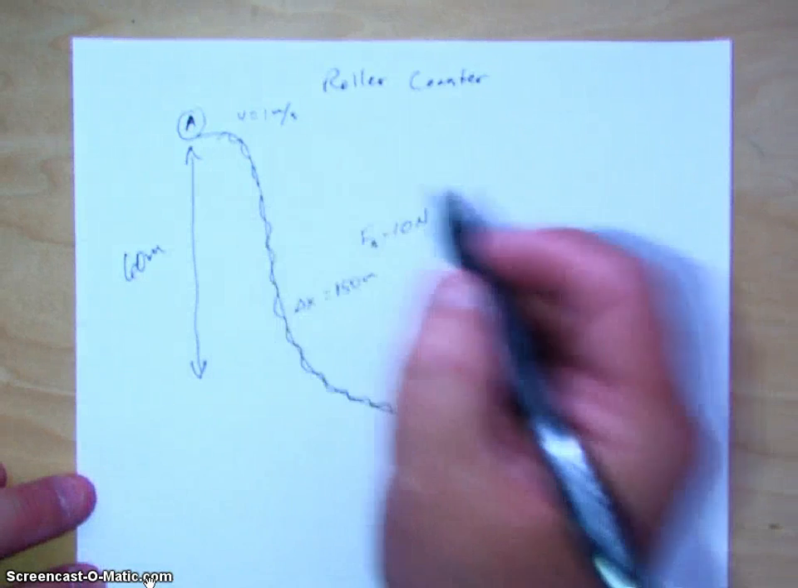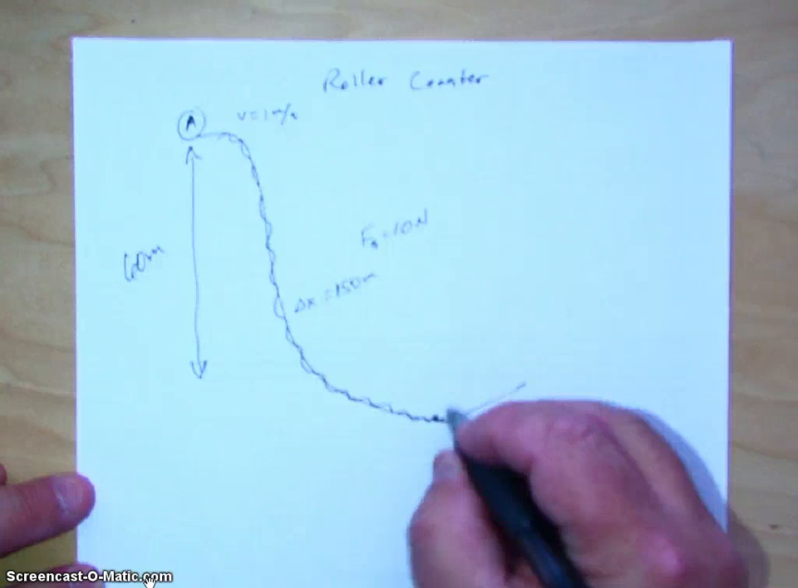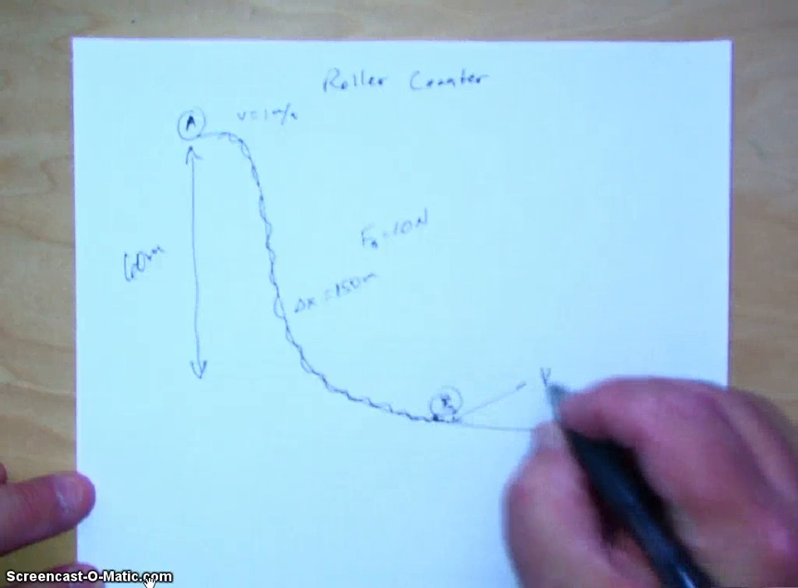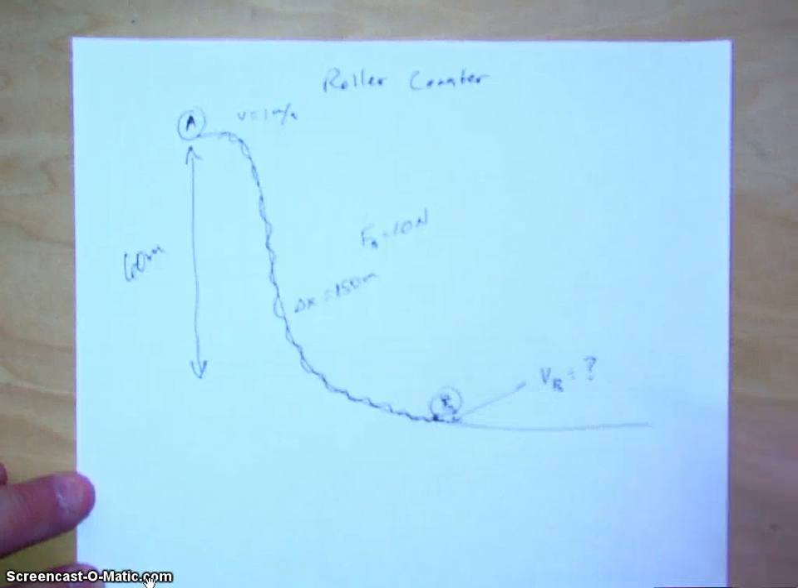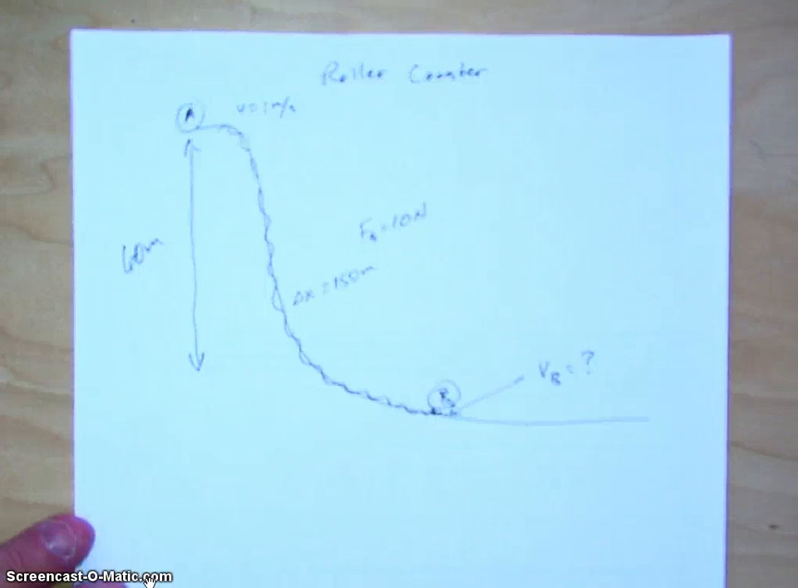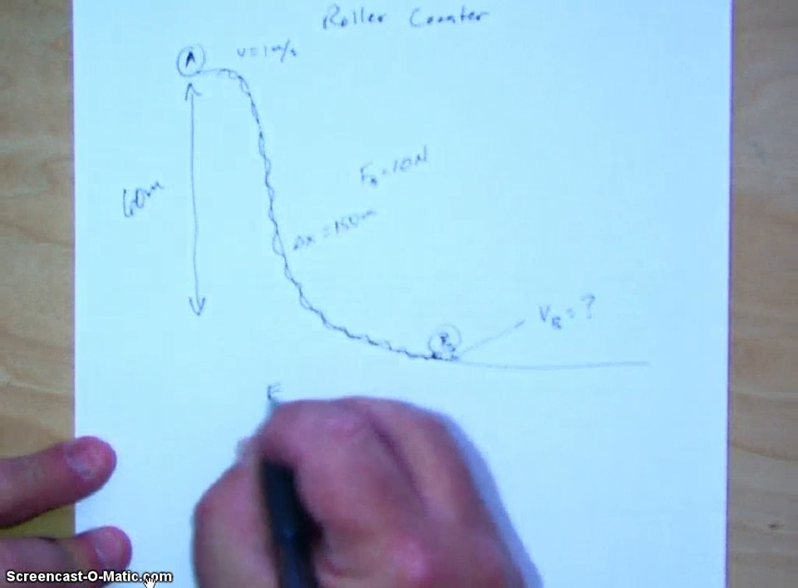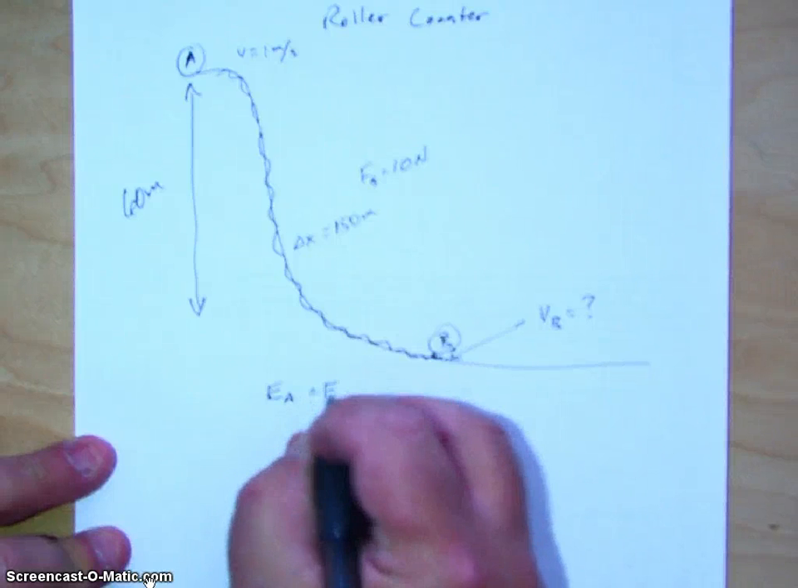And what I want to know is the speed at this point. We'll call this point B. I want to know the speed at point B. That's my unknown. So now, as I start with all energy types of things, I'm simply going to say the energy at point A is equal to the energy at point B.